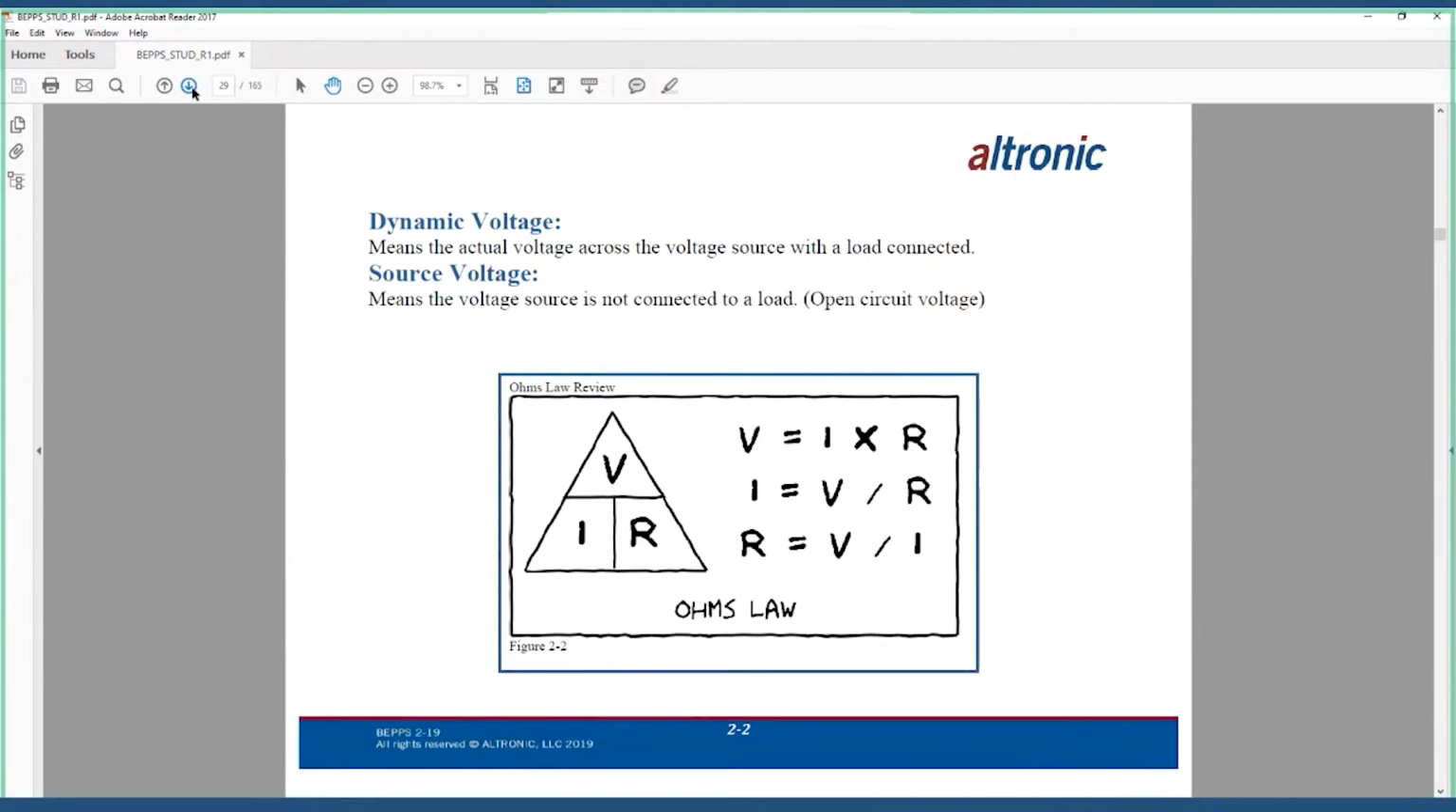Source voltage is when the voltage source is not connected to the load. So there is a little difference between these two. They both mean kind of the same thing, source voltage and dynamic voltage, but dynamic, again, is across the voltage source with a load connected, while source voltage is independent. So no different than, is my battery hooked up or is my battery not hooked up to the circuit? Any questions on this?